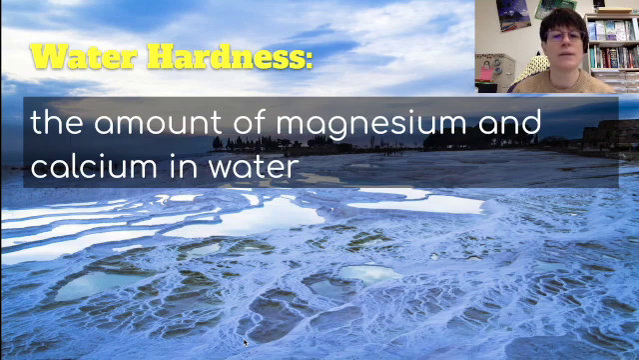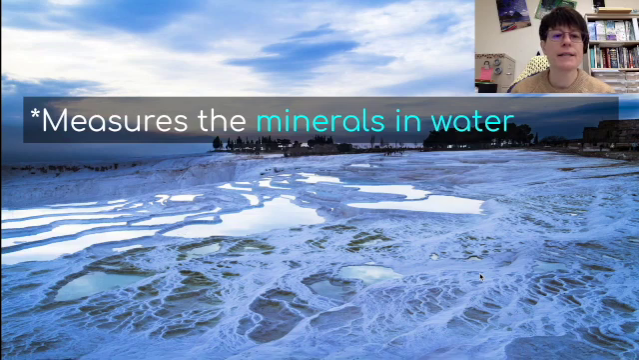Water hardness is the amount of magnesium and calcium in water. And you can see down here, these are actually limestone deposits. These are calcium carbonate deposits. This water is very hard that you can see. There's a lot of calcium carbonate in it. Water hardness measures the minerals in water.